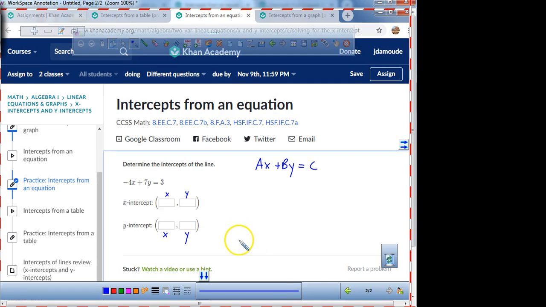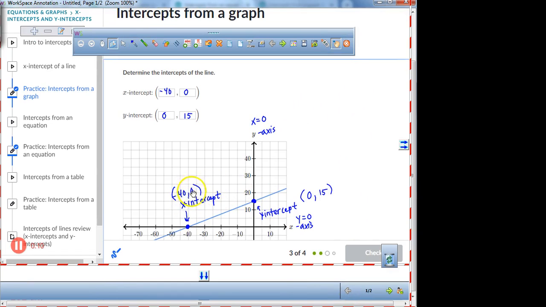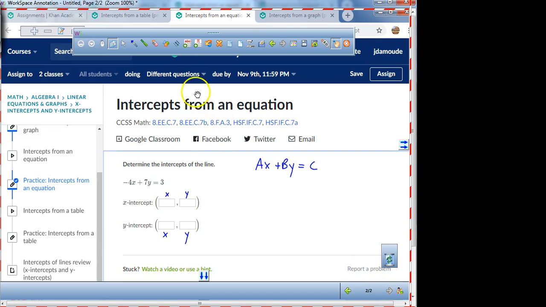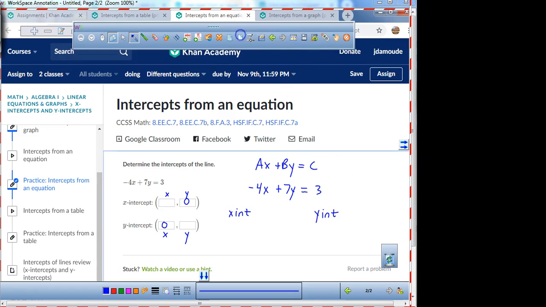Now, one thing we just talked about, if we go back and look at this, we'll notice that for the x-intercept, the y value is a 0. And for the y-intercept, the x value is a 0. So we already know that for our x-intercept, y equals 0, and for our y-intercept, x equals 0. So that's very important that you know that. Now, what we're going to do is write this down. Negative 4x plus 7y equals 3. And we're going to find the x-intercept and the y-intercept by applying what I like to call the cover-up method.